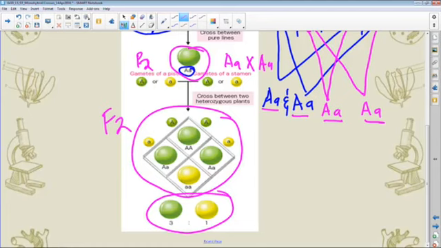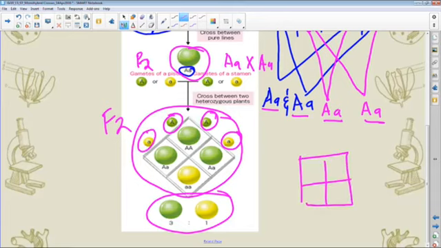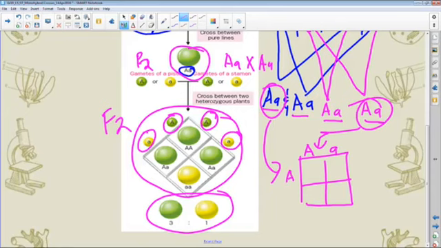Okay, so we had a big A and a small a crossed with a big A and a small a. If I had to make a cross, I'm going to do it here so you can see exactly how we did it. We had this one crossing with this one. Can you see? So I'm going to take this one and put it there, and I'm going to take this one and put it there. And it is big A, small a, and it's big A, and it's small a. And I'm going to end up with big A, big A. I'm going to end up with big A, small a, end up with big A, small a, and I'm going to end up with small a, small a.